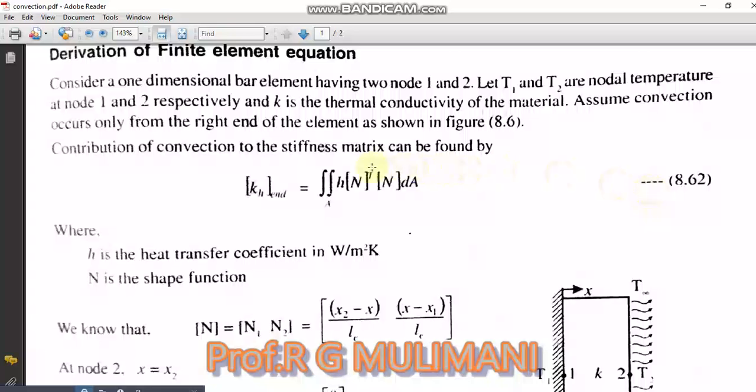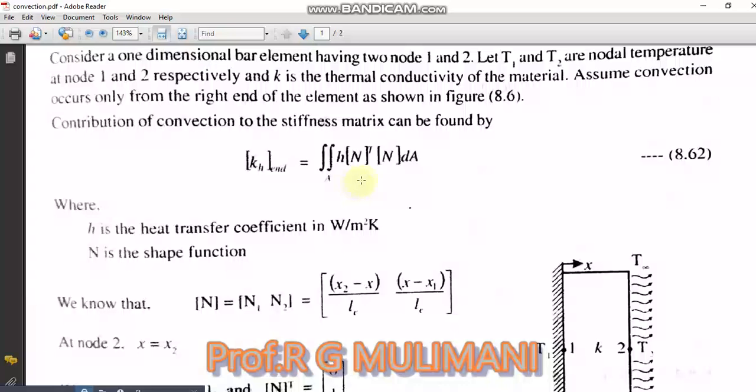We already know that to derive the stiffness matrix we need the strain energy. From the strain energy, if the nodal temperatures are removed, then we get the stiffness matrix. This is the stiffness matrix derived from the strain energy, where H is the material property for convection, that is the heat transfer coefficient, N is the shape function matrix, N transpose is its transpose, and dA is the elemental area.